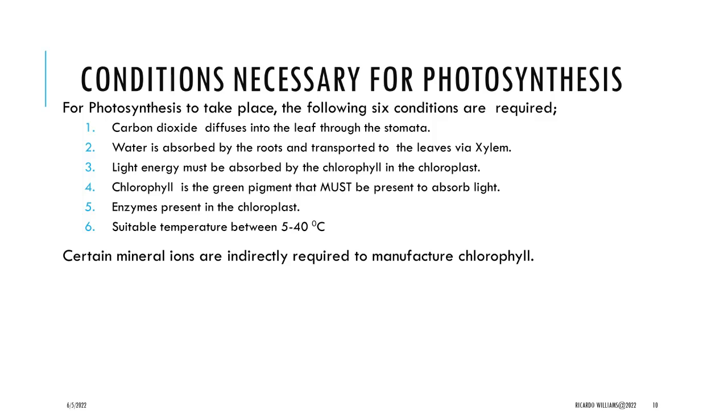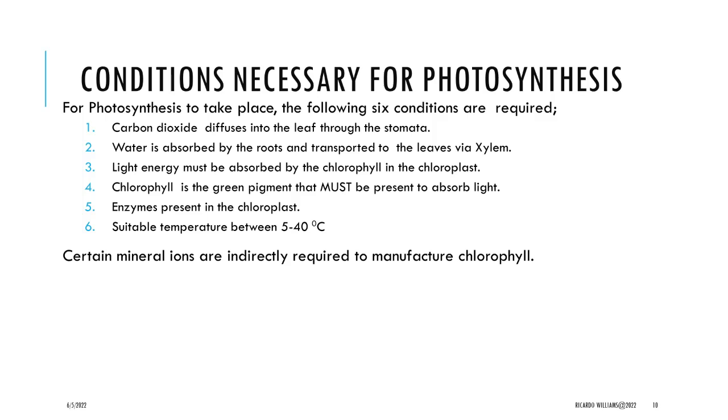The carbon dioxide will diffuse into the leaf through the stomata. We must have water present. That water will be absorbed through the roots, go up via the xylem into the leaves. You must have light present, and that light is going to be absorbed by the chlorophyll that is present in the chloroplast. You must have the chlorophyll so that it can absorb the light.